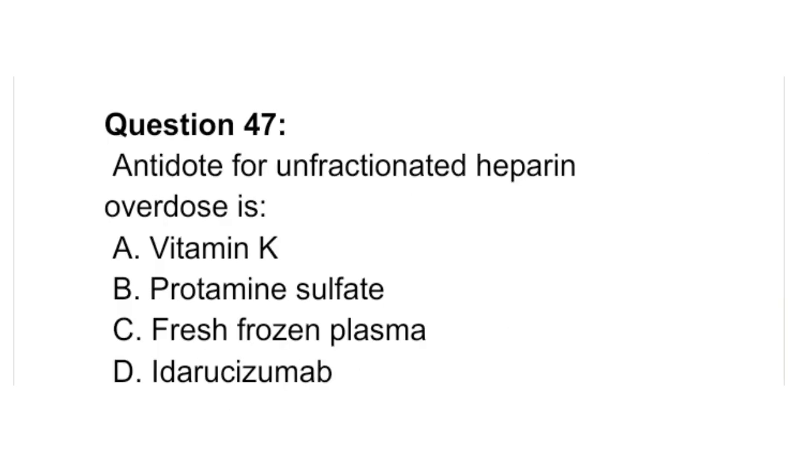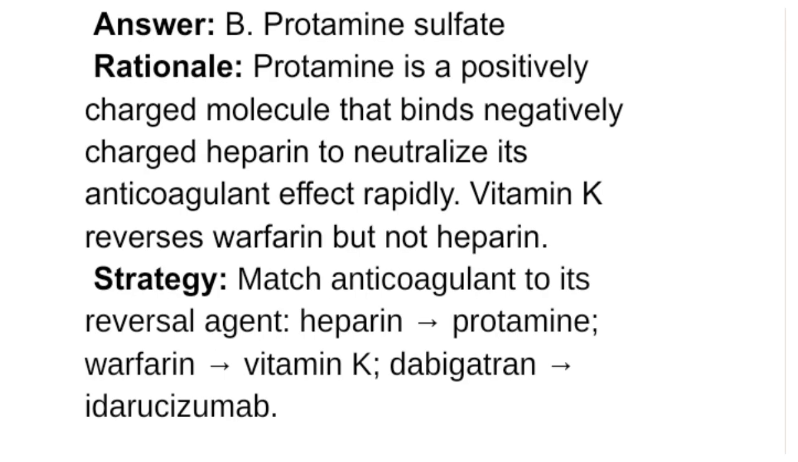Question 47. Antidote for unfractionated heparin overdose is: A. Vitamin K. B. Protamine sulfate. C. Fresh frozen plasma. D. Idarucizumab. Answer: B. Protamine sulfate. Rationale: protamine is a positively charged molecule that binds negatively charged heparin to neutralize its anticoagulant effect rapidly. Vitamin K reverses warfarin but not heparin. Strategy: match anticoagulant to its reversal agent: heparin, protamine; warfarin, vitamin K; dabigatran, idarucizumab.